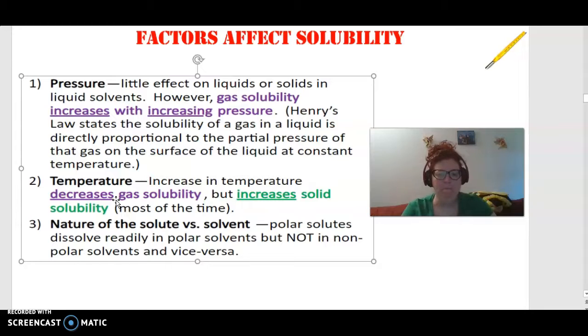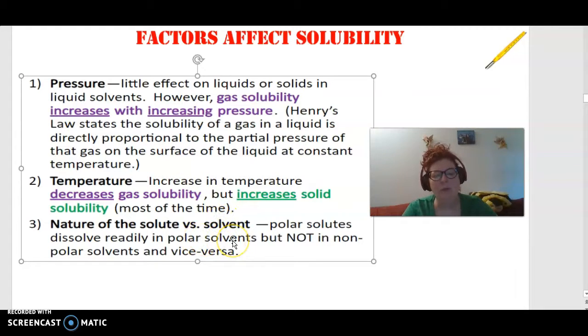Pressure. It doesn't really affect liquids or solids per se. However, gas, again, soda. When you put gas under pressure, you're going to increase its solubility. That's why soda is so delicious. Henry's law states the solubility of a gas in a liquid is directly proportional to the partial pressure of the gas on the surface of the liquid at constant temperature. Yeah, you don't need to know that. Just know that pressure affects gas.